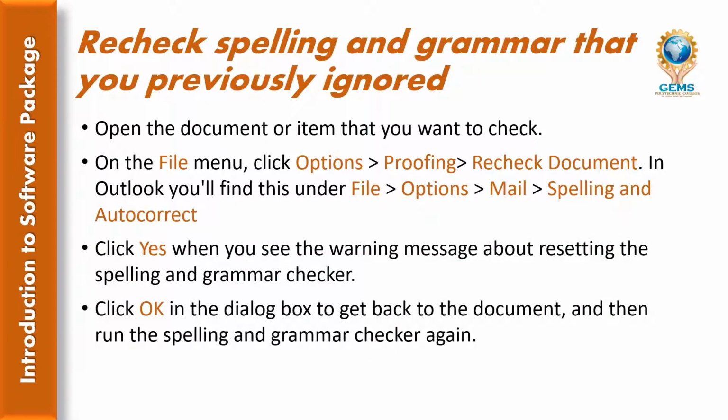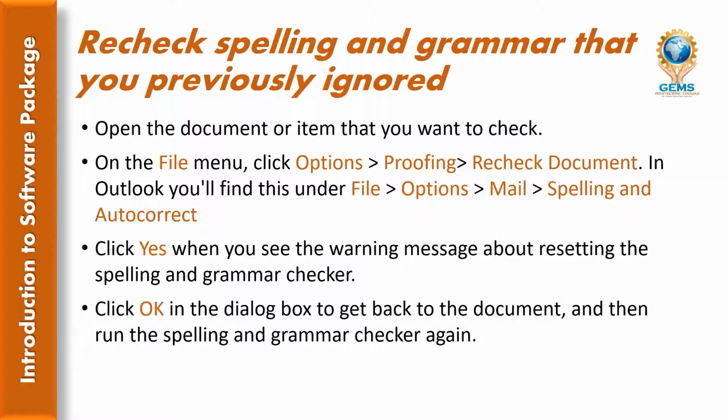So recheck spelling and grammar that you previously ignored. How to recheck what you have previously ignored? First of all, open the document or item that you want to check. Then go to the file menu, click options, go to proofing and recheck document.